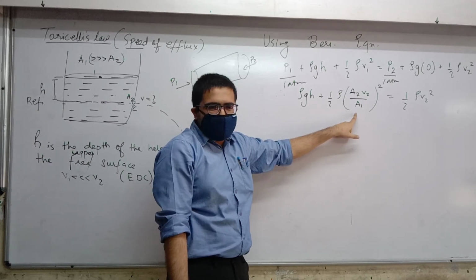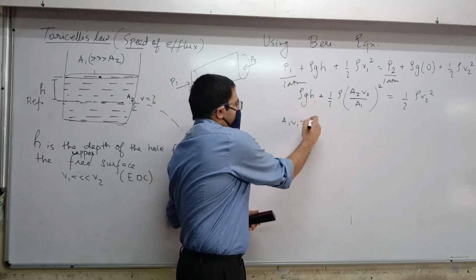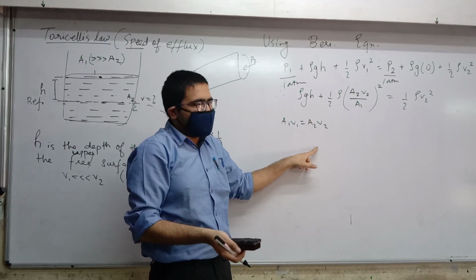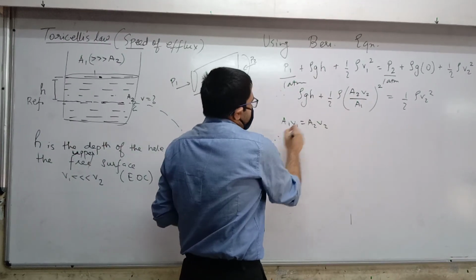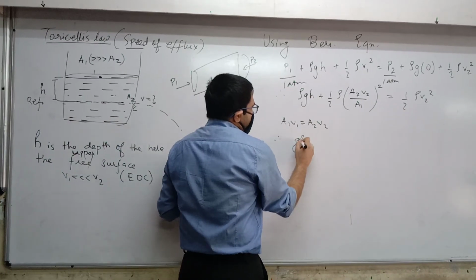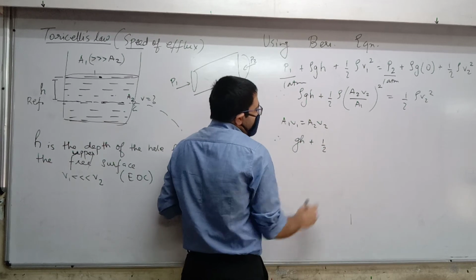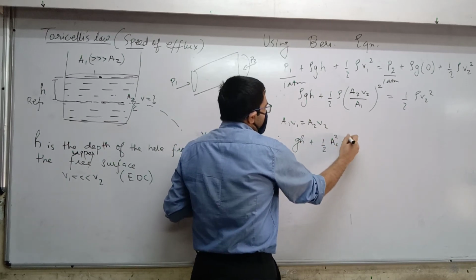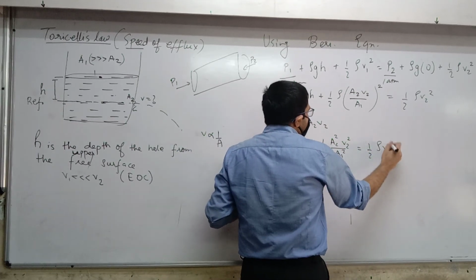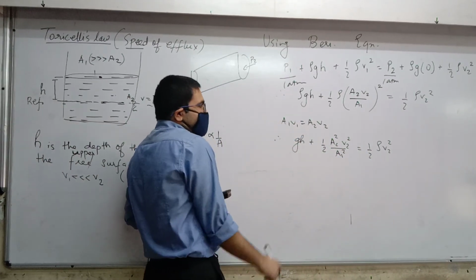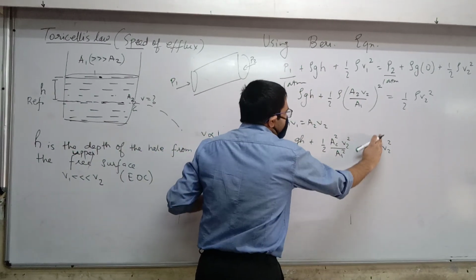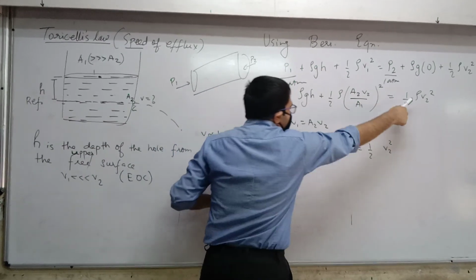Fine, clear? Because we have A1 V1 equal to A2 V2. What is V1? That's what happened. Fine. So now we will square this whole thing. What's cancelled here? Rho. So g h plus 1 by 2 A2 square V2 square upon A1 square is equal to 1 by 2 rho V2 square. Fine. Now terms with V2 we will take on one side. Other rho is cancelled. Excuse me, I forgot to cancel it here.